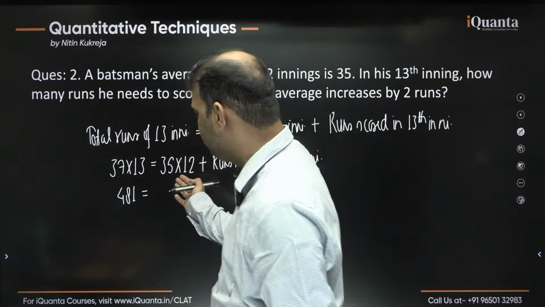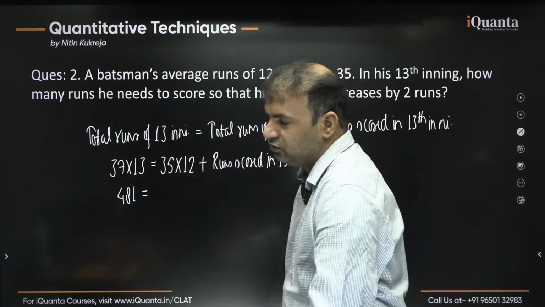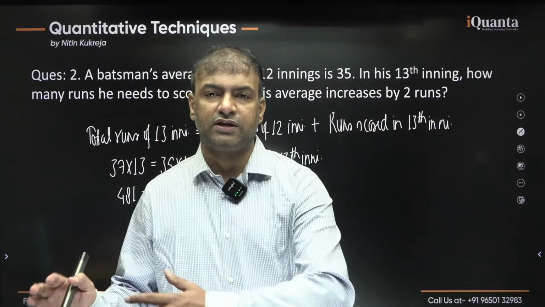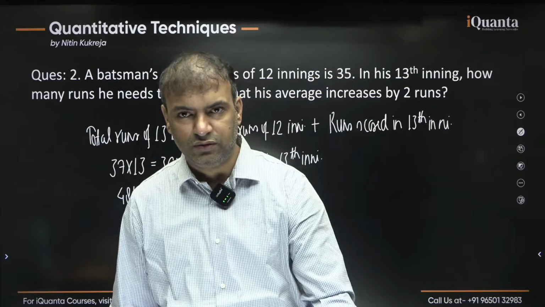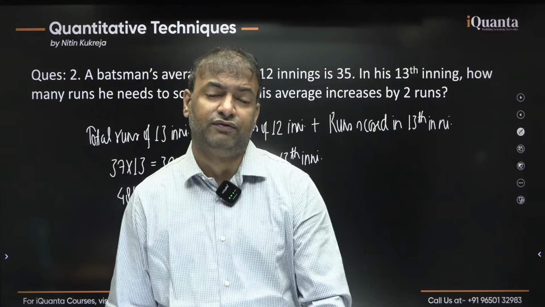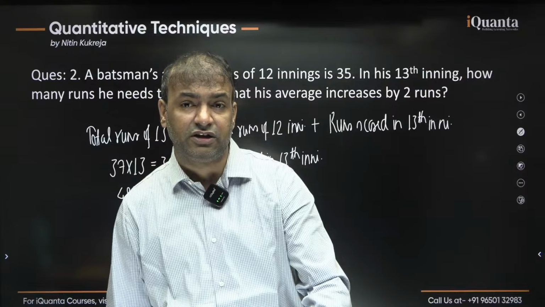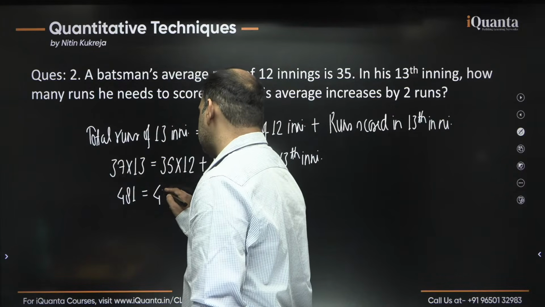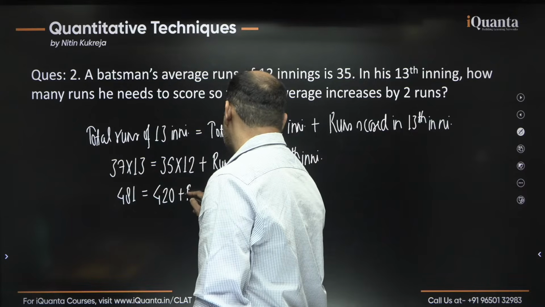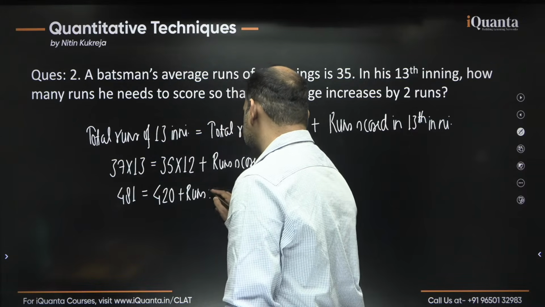Next is an easy product, easy multiplication, 35 into 12. We can do the same, we can split 12 as 10 and 2. So 35 into 10 plus 35 into 2. 35 into 10 is simple, 350, and 35 into 2 is 70, very simple. So 350 plus 70 is 420, right? So 420 plus the runs scored in the 13th inning, right, guys? That's it.